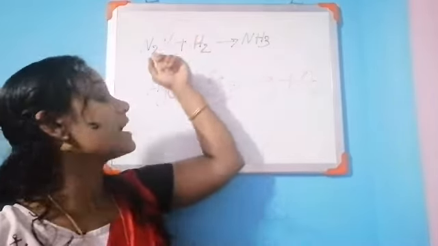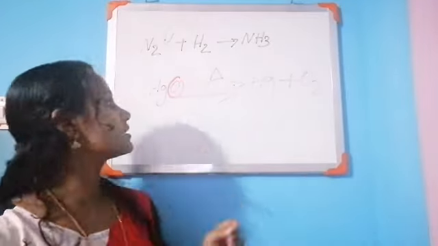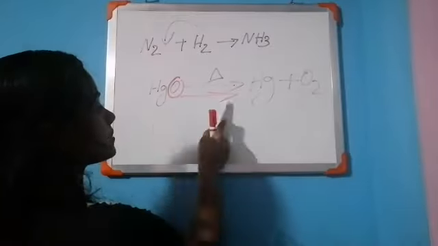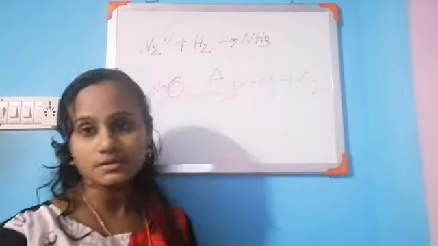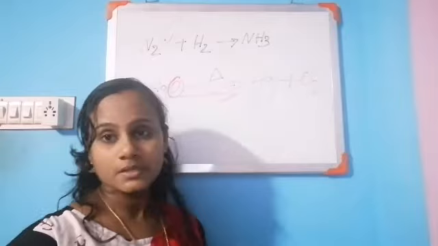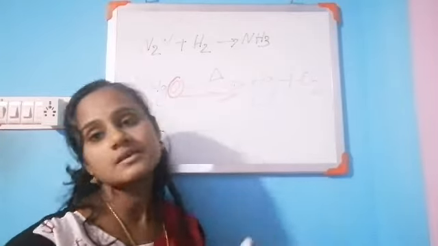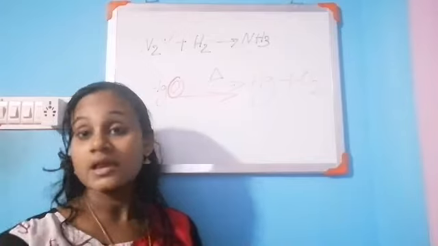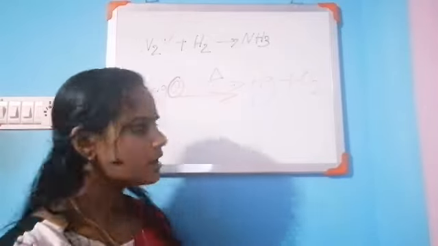Here hydrogen is added, so hydrogen is a reducing agent. Here from the mercuric oxide, oxygen is removed. So carbon is a reducing agent. Hydrogen sulfide is also a reducing agent.